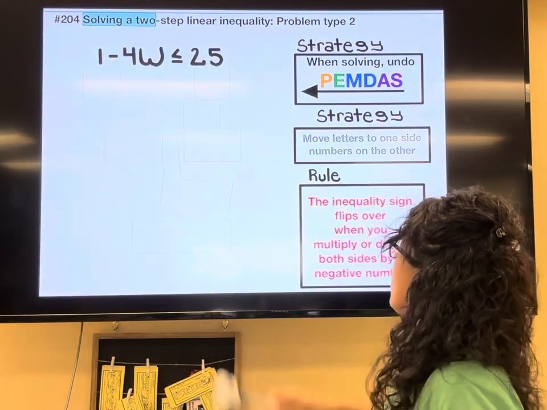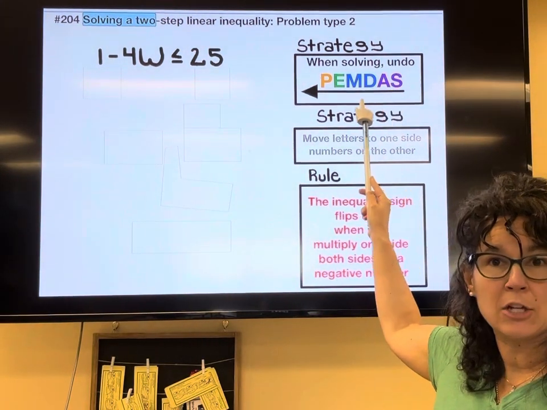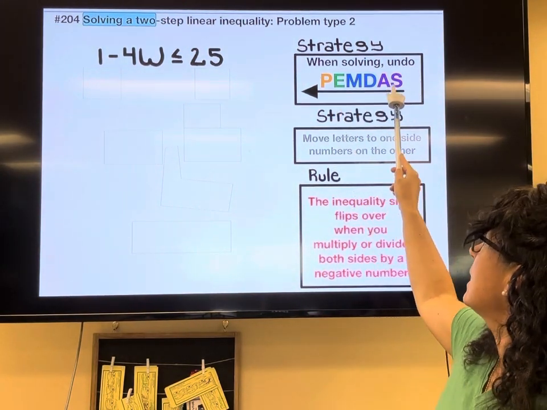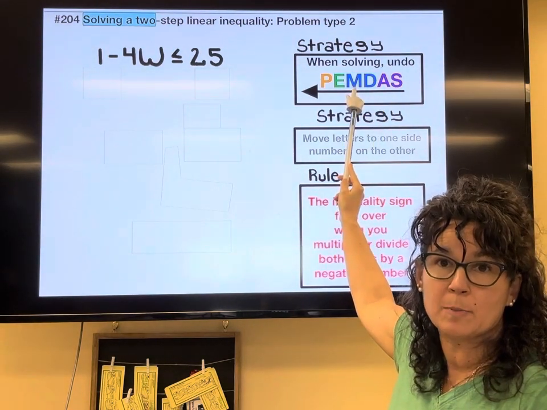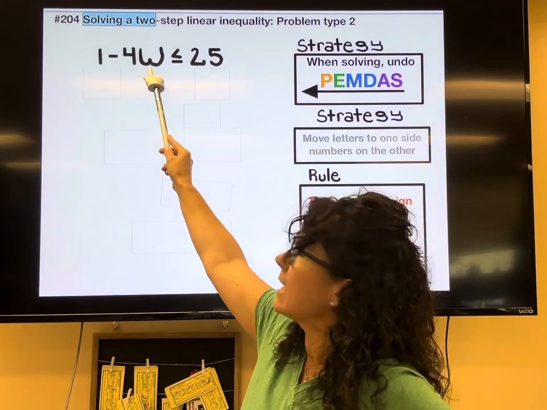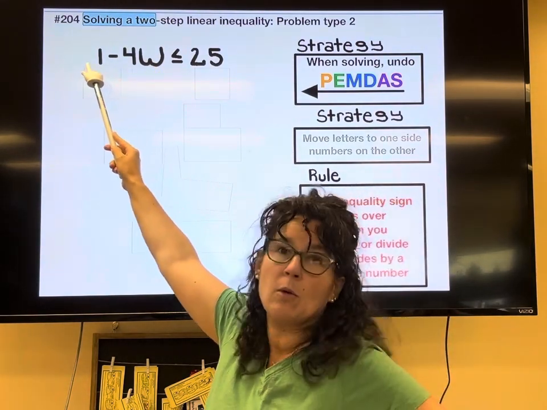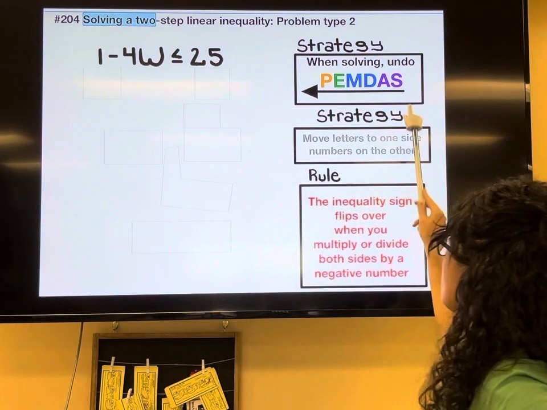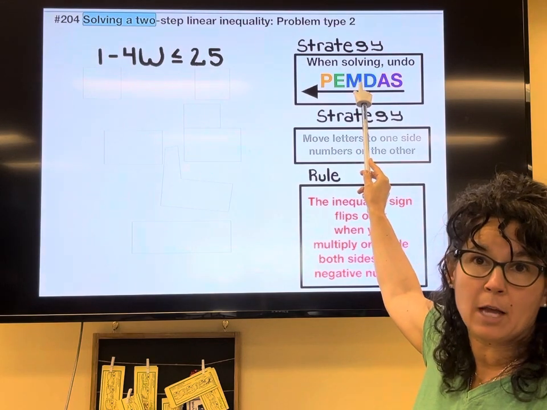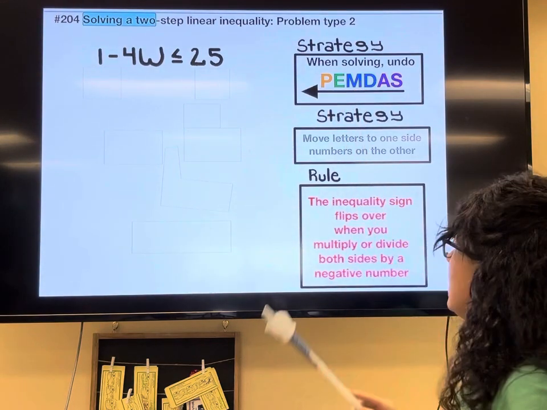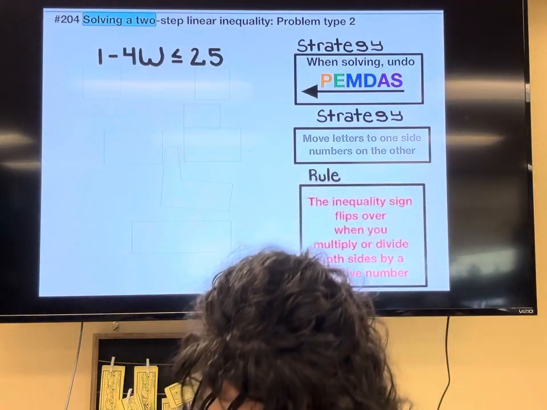When solving an inequality, there are two different ways that you can look at this. You can think of it as undoing the order of operations. In other words, getting rid of addition and subtraction before getting rid of multiplication and division. In this case, we can see that the W is being multiplied by -4, and then we have a +1 here. So we would want to get rid of the add 1 before we get rid of the multiply by -4. Another way to think of this, though, is to get letters on one side, numbers on the other.